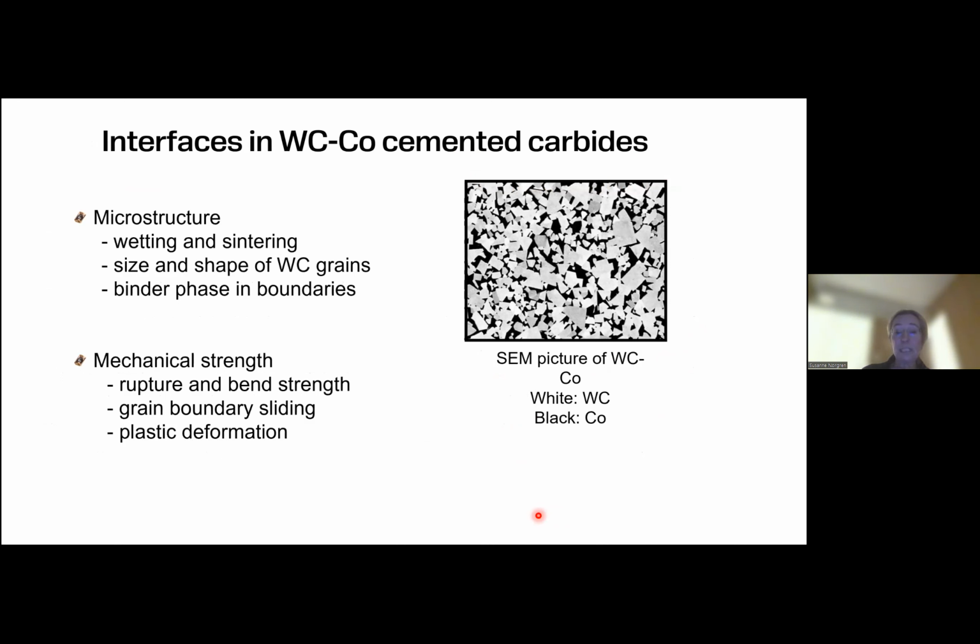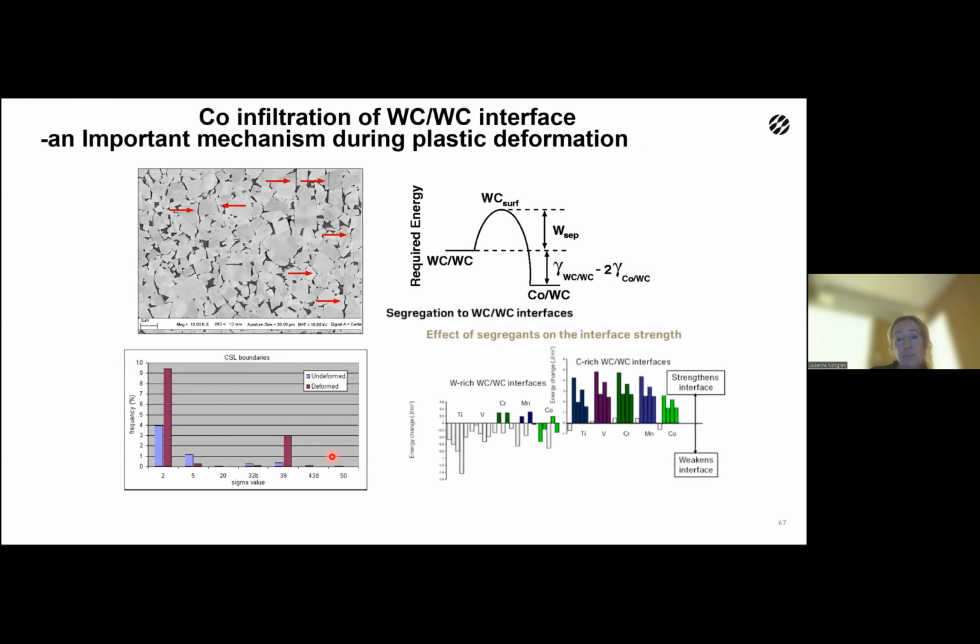I will now shortly just show how this has an impact on performance. Of course, if you look at these materials, you now realize that this material is really a lot of phase interfaces and grain boundaries. And this will, of course, in turn have an impact on rupture and bend strength, grain boundary sliding, and plastic deformation. If you remember this, you can have segregations to the grain boundaries, and that can also strengthen the interface or weaken the interface.